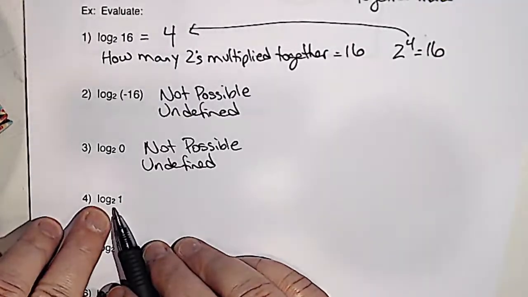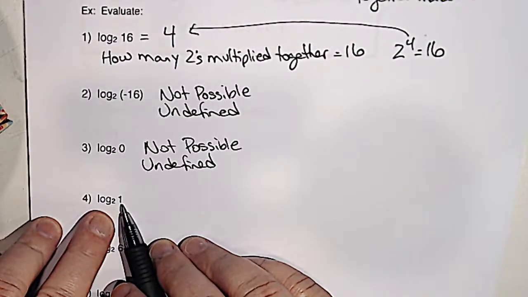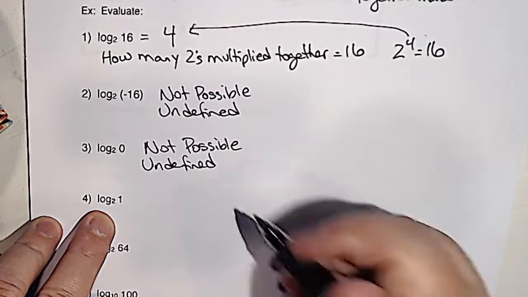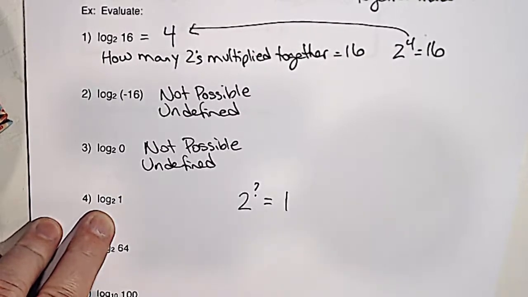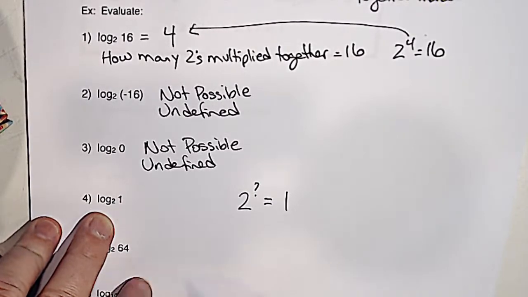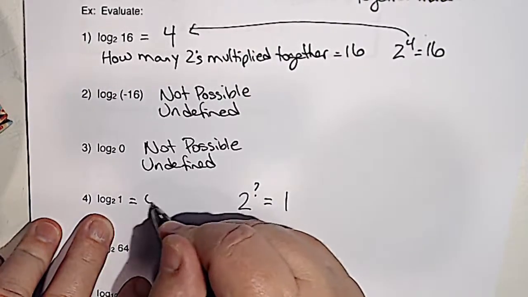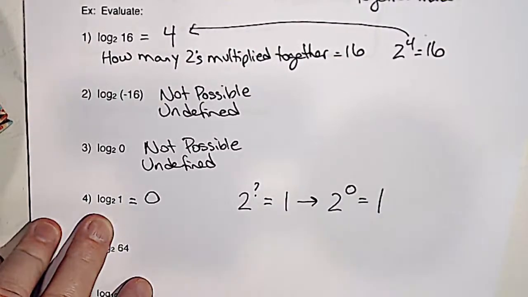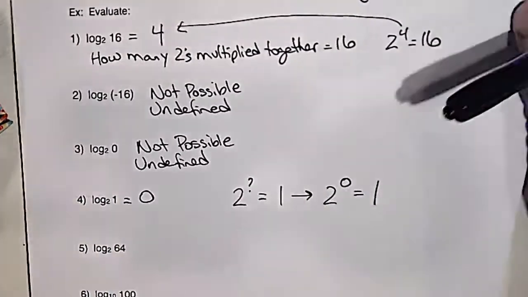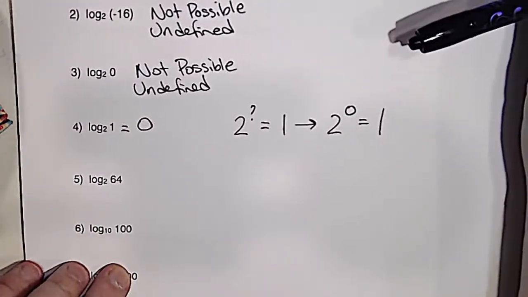How many 2's multiplied together make 1? So in other words, 2 to what power equals 1? Do you guys remember? It's a very particular one. 0. 2 to the 0th power equals 1. Okay. That one was a little bit hard.